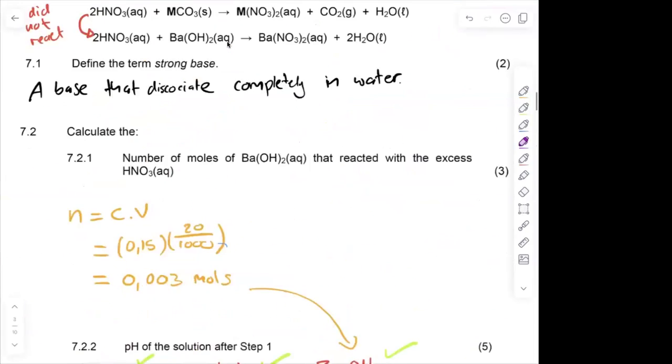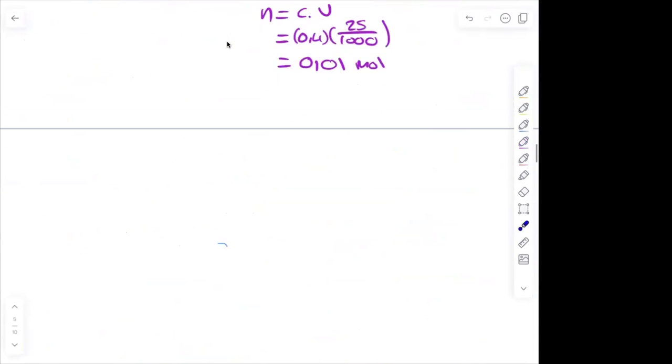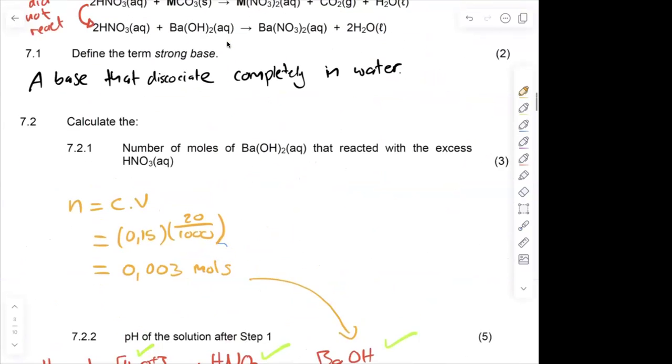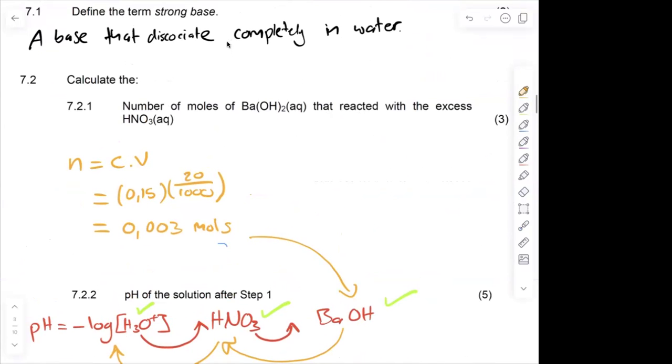So again, the original amount is given from the question. If we quickly go back up again, we were told very clearly that 25 cubic centimeters of a 0,4 mole per decimeter cubed solution of nitric acid. So we just worked out the original amount. Now, to find what was reacted, we also need to find what was in excess. But that's fine because we've already solved for what was in excess in a previous question, where we found the barium hydroxide that reacted with the excess HNO3.